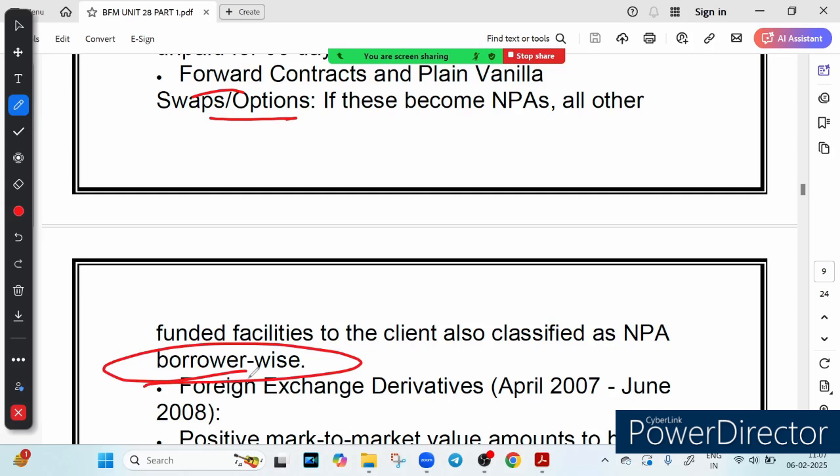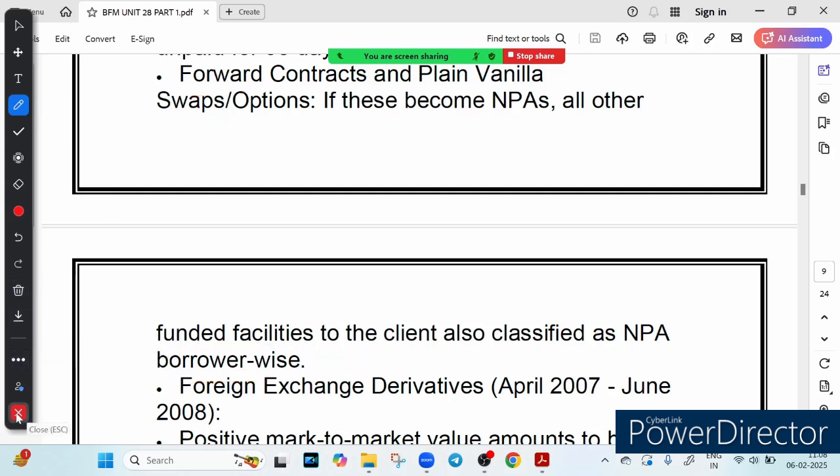So what we come to know is that if a forward contract becomes NPA or swaps become NPA, then all the funded loans for the same borrower are flagged as NPA. It's like the domino effect. You can't just isolate one loan, it impacts the entire borrower's credit standing. Remember it, super important. Understood? Now let's talk about the foreign exchange derivative from April 2007 to June 2008.